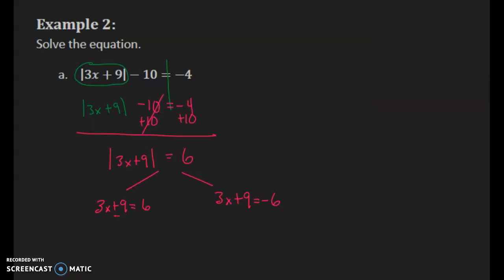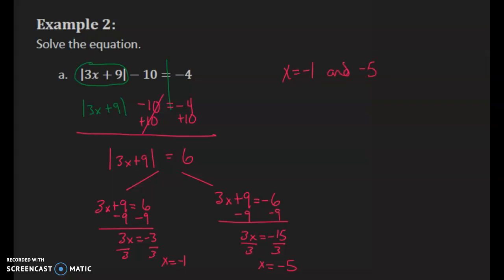All right, so you are going to subtract 9 and get 3x equals -3, and then you will divide by 3 and get -1. Over here, we'll subtract 9. We get 3x equals -15, divide by 3, and you get -5. So your answers are -1 and -5.